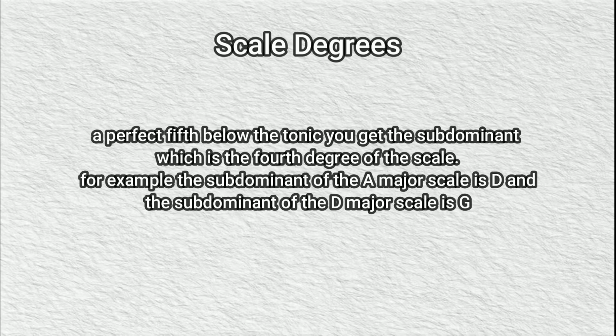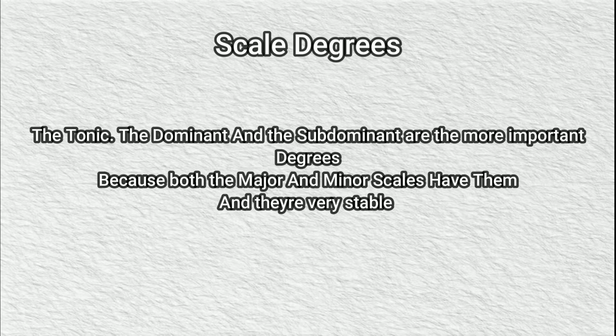Going a perfect fifth below the tonic, you get the subdominant, which is the fourth degree of the scale. For example, the subdominant of the A major scale is D, and the subdominant of the D minor scale is G. Those are the most important degrees to keep notice of, because both the major and the minor scale share them, and they're stable intervals.